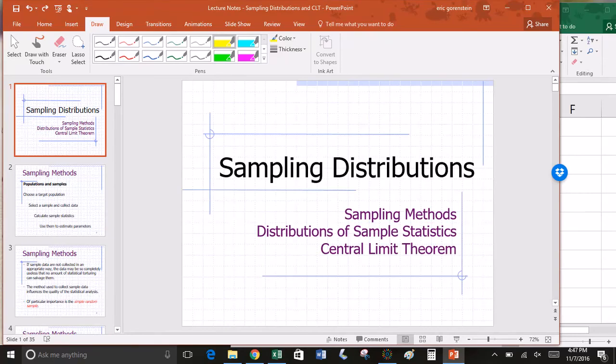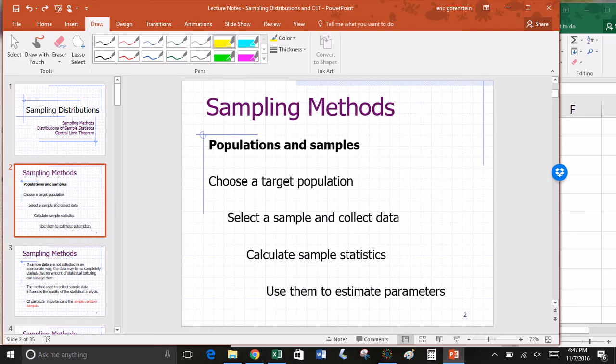All right, in this set of notes, I'm going to be talking about three topics: sampling methods, a topic we touched on very early in the course, the distribution of sample statistics, and finally the central limit theorem.